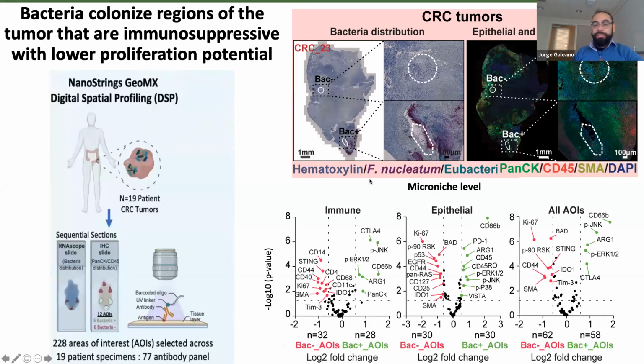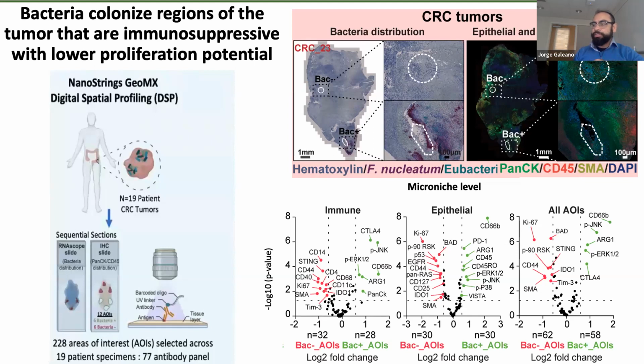Then we also do sequential analysis, where you can separate the expression profile in the immune and the epithelial compartment. What we found is that in the immune compartment, in bacteria-positive regions, macrophages that are positive with bacteria, there is an enrichment of neutrophils that are CD66b positive, and there is also an upregulation of immunosuppressive markers such as CTLA-4 and Arginase-1.